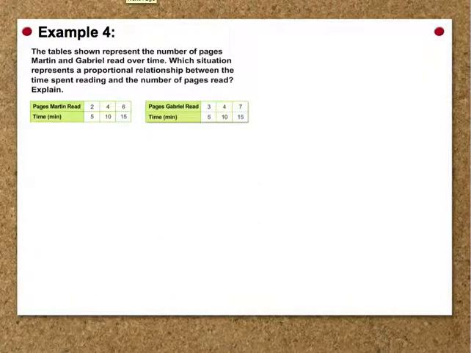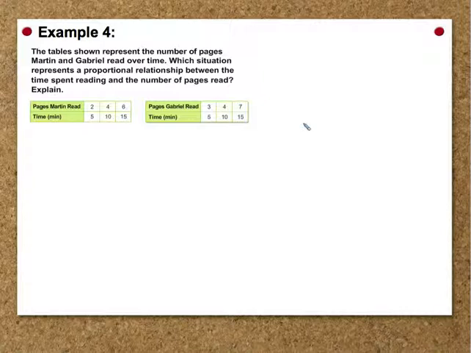Let's look at our fourth example. It says, the tables shown represent the number of pages Martin and Gabriel read over time. Which situation represents a proportional relationship between the time spent reading and the number of pages read? Explain. So let's look at Martin first. We have 2 to 5, 4 to 10, and 6 to 15.